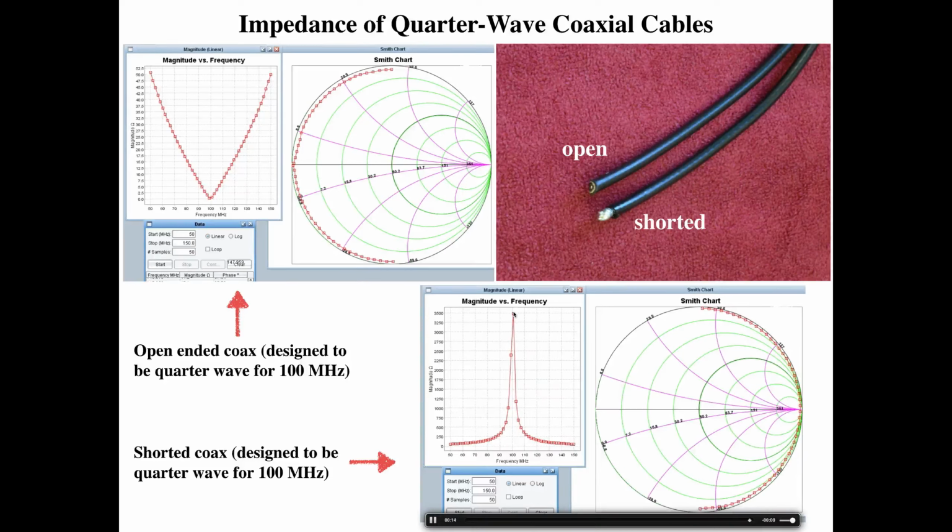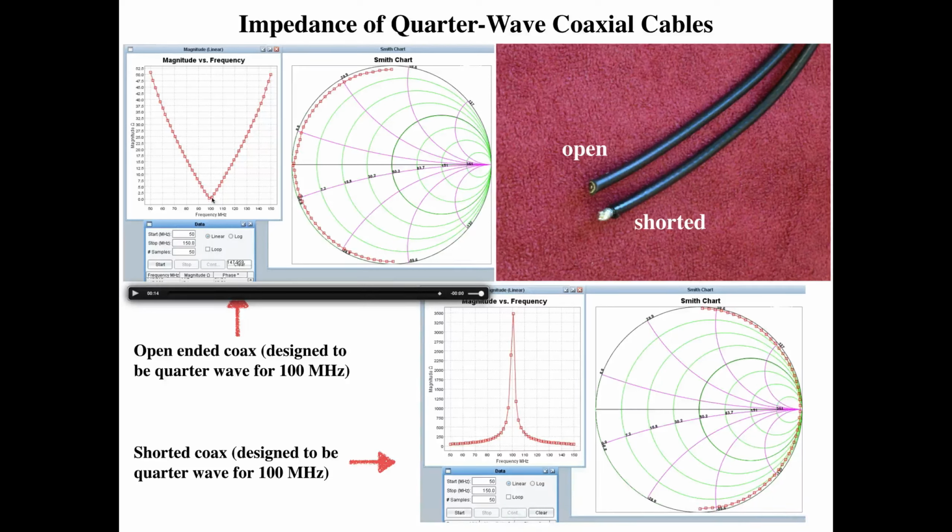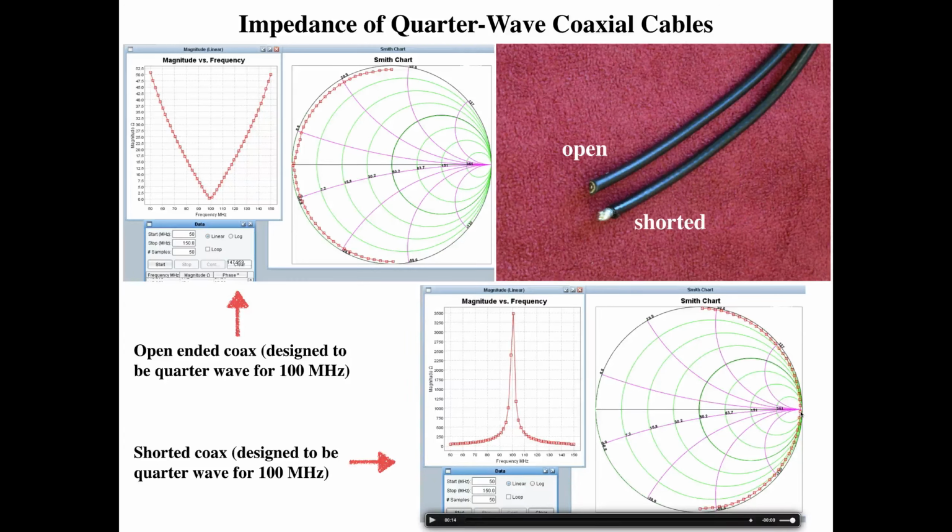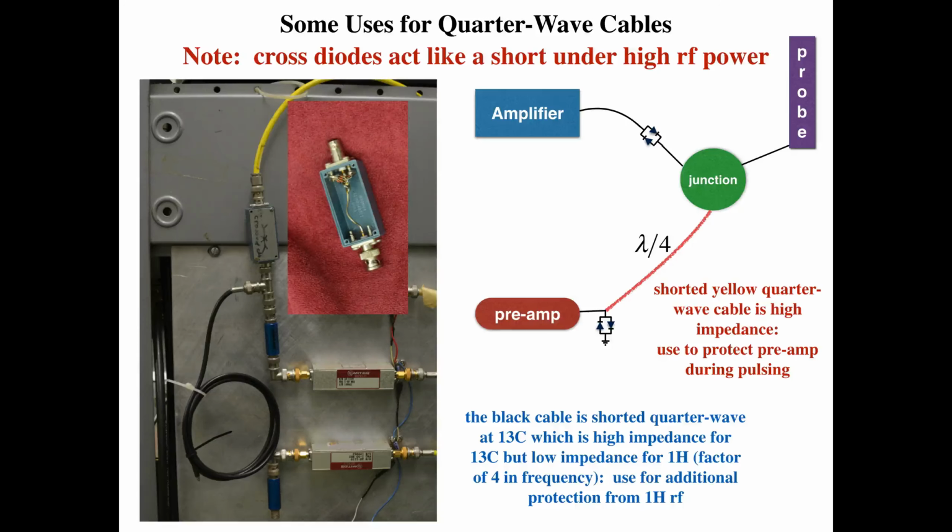So clearly, these two cables, just because they're terminated differently, have very different properties. The open-ended one had an impedance minimum of zero, and when we shorted it, the shorted cable had a very high impedance at the desired frequency of 100 megahertz. Now let's put what we know about quarter waves and parallel resonant and series resonant circuits all together, and actually show some applications to an NMR spectrometer.